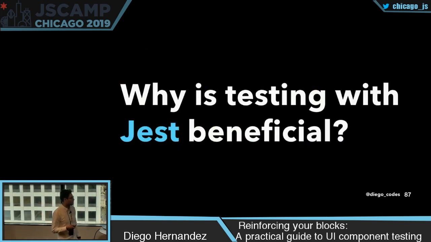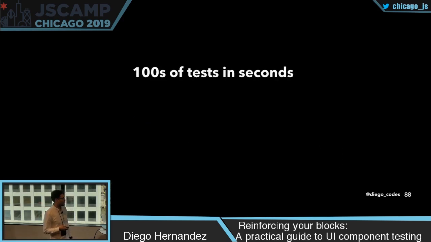So why is testing with Jest beneficial? You can run hundreds of these tests in a matter of seconds. If all the tests that you wrote with Jest were done manually, they would take a long time, and it would be very brittle, and it's just a nightmare. We all like to code, we all like to automate things, so Jest really helps with that.